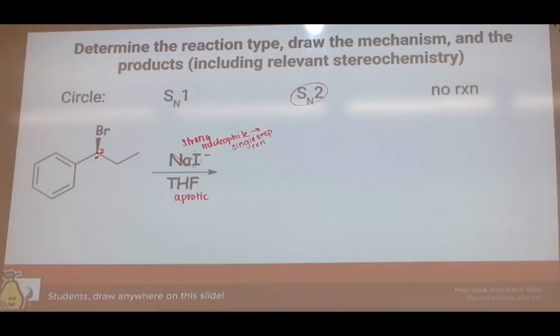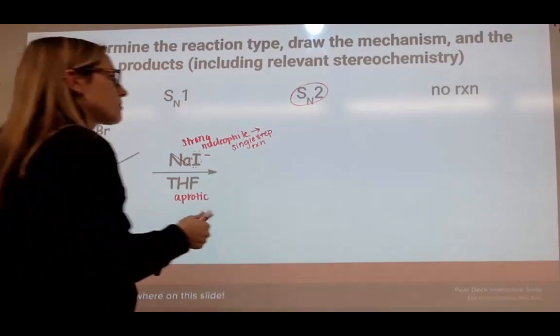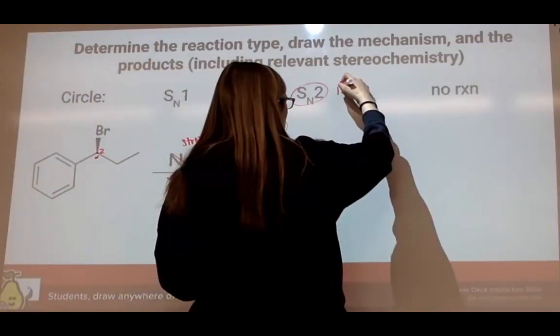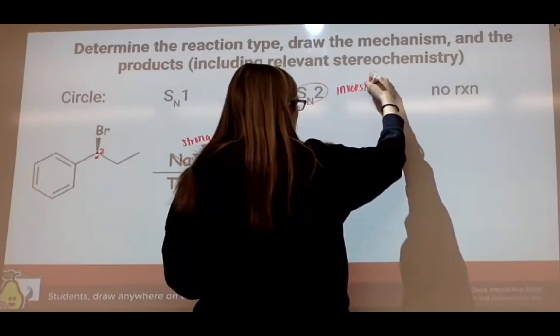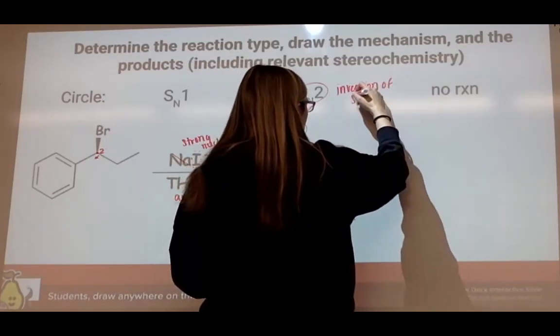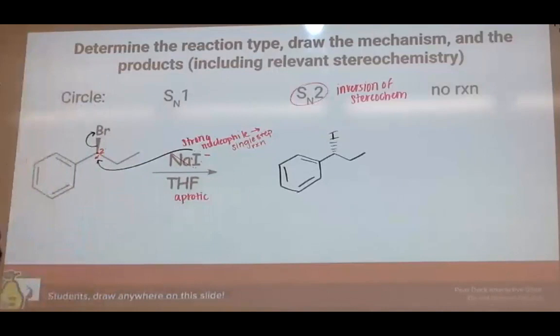Okay, so hopefully, just based on what you have, you recognize that it's SN2, it's a single step, but still show the mechanism. So show the mechanism, keep in mind stereochemistry. Since it's SN2, you would see an inversion of stereochemistry.